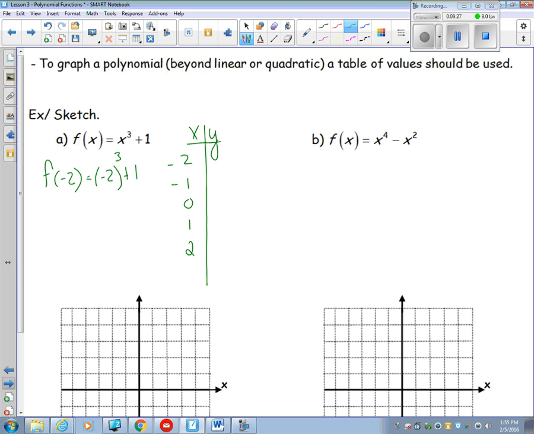-2 cubed is -8 plus 1. Oh, that's -7. Let's try f of -1. -1 cubed plus 1. -1 cubed is -1 plus 1 is 0. Okay. And so on and so on and so on. 0 would be 1. 1 cubed plus 1 is 2. 2 cubed plus 1 is 9. Okay, we get ourselves a table.